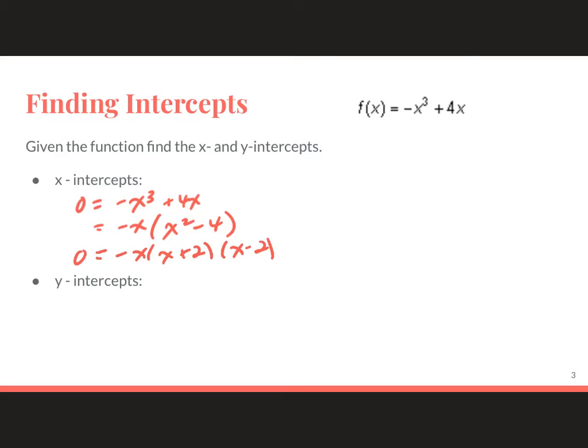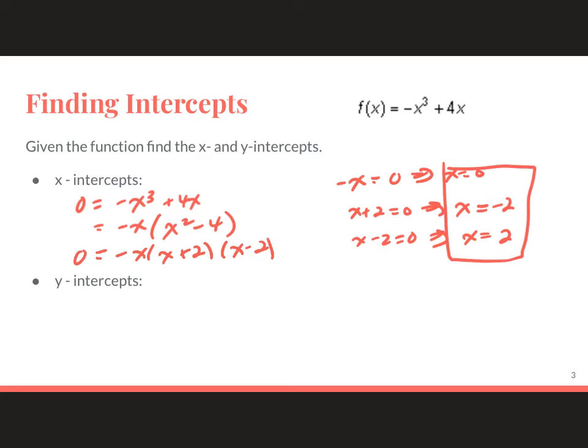Okay, so now that I have this fully factored out, this is equal to 0, I can now use my zero product property in order to find my x-intercepts, right? So I'm going to set each of these factors equal to 0. So I'm saying negative x equal to 0, x plus 2 equal to 0, and x minus 2 equal to 0. So when I solve for x in each of these equations, I get x equals 0, right? x plus 2 equals 0, I get x equals negative 2. And then x minus 2 equals 0, I get x equals positive 2. And so I know my function is going to pass through or hit the x-axis at these three x values.